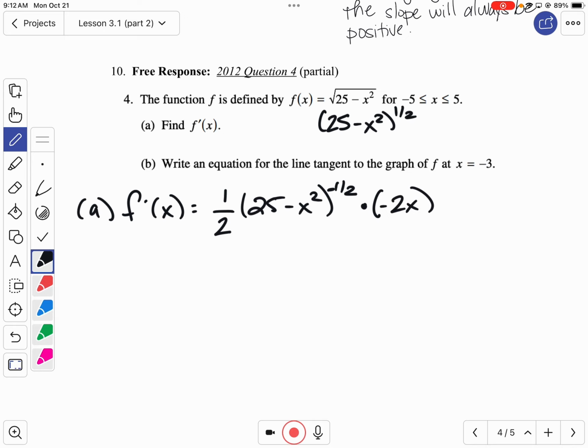You can actually leave it like that. You could leave it with just the pieces of the derivative. You do not have to simplify when it comes to a free response, which is nice. Most of us, though, will get into a habit of simplifying, so we will. Most of us would have simplified that to -x over the square root of 25 minus x squared. It's all or nothing, 2 points.